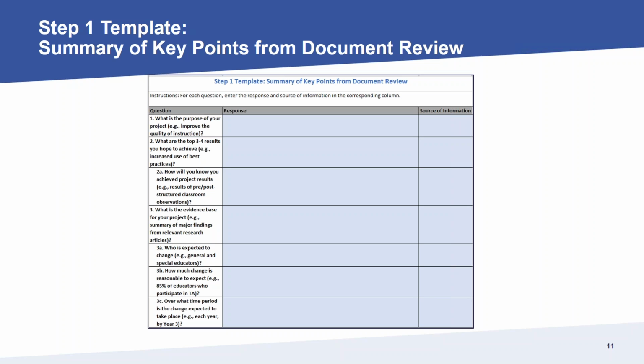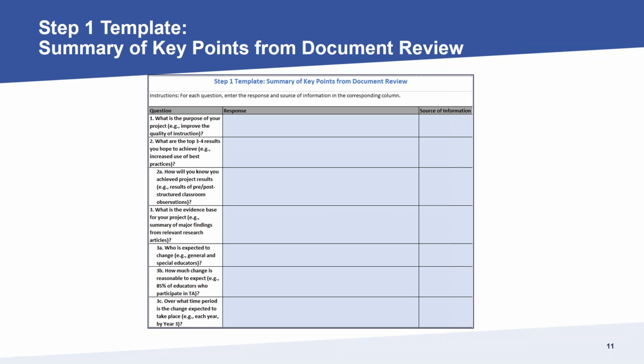First, we suggest you document the purpose of your project. Then, we suggest you actually record what you hope to achieve. And further, how you will know that you achieved what you set out to accomplish. Finally, the third part of the tool asks you to summarize the evidence base for your project, including who or what is expected to change, by how much, and over what time period. Note also that we suggest you include detailed responses and the source of the information.